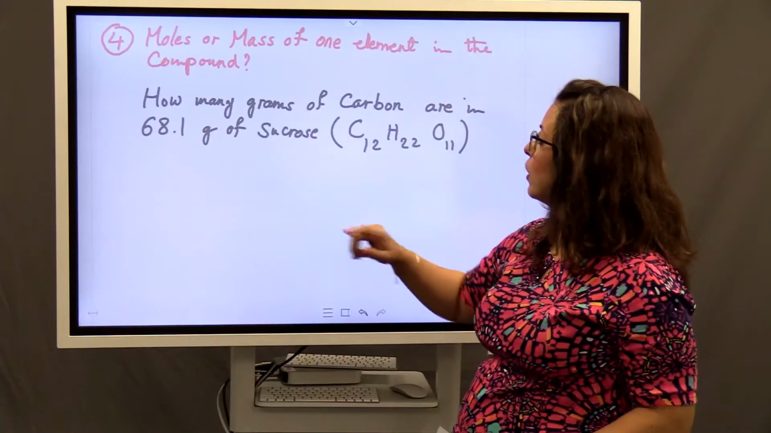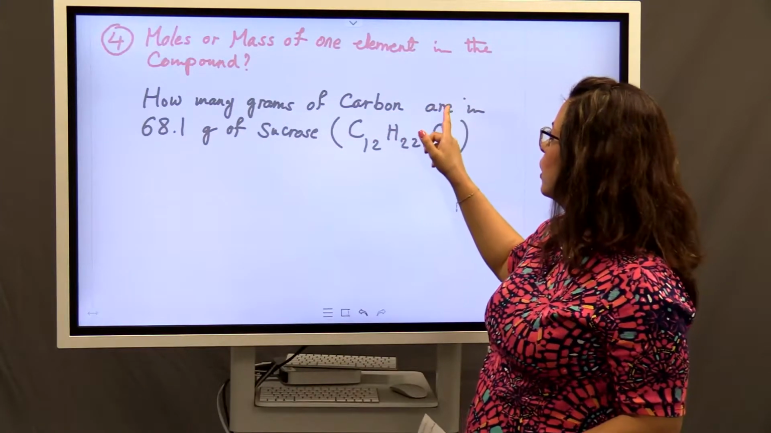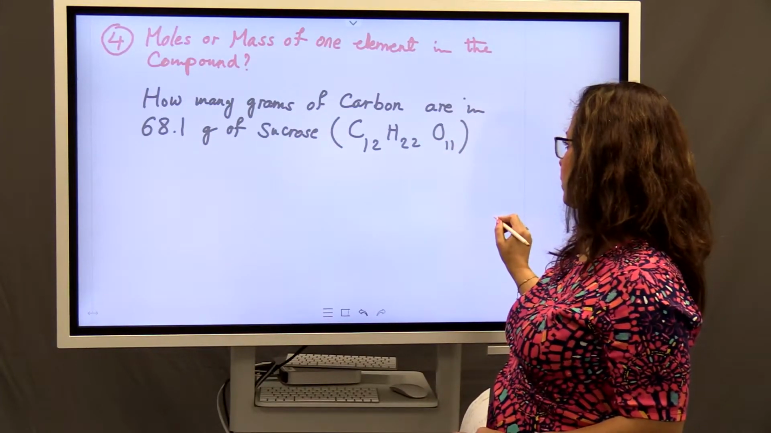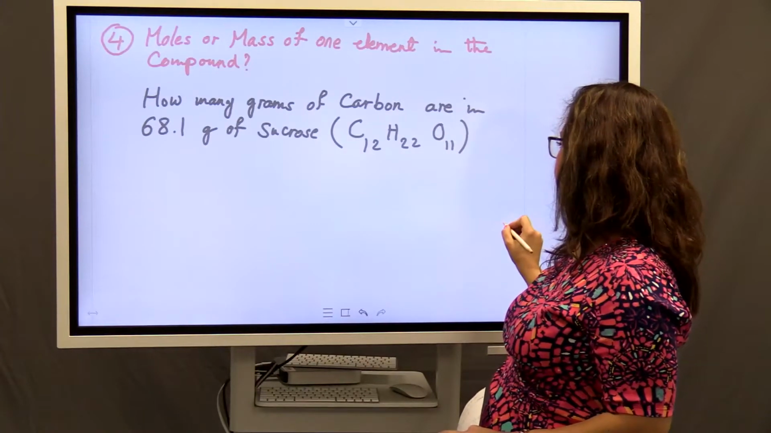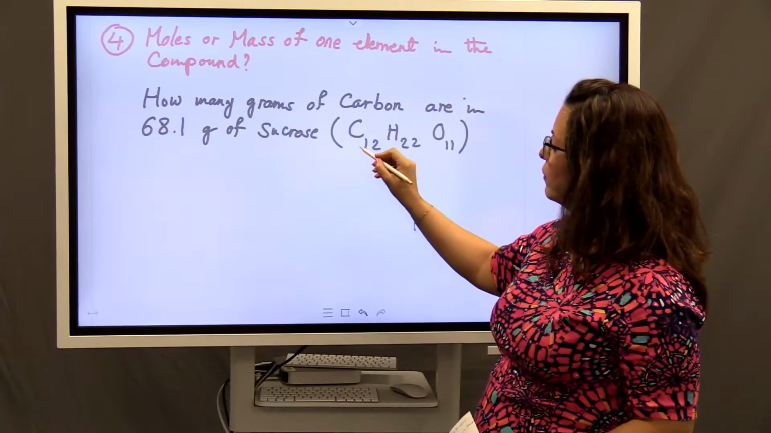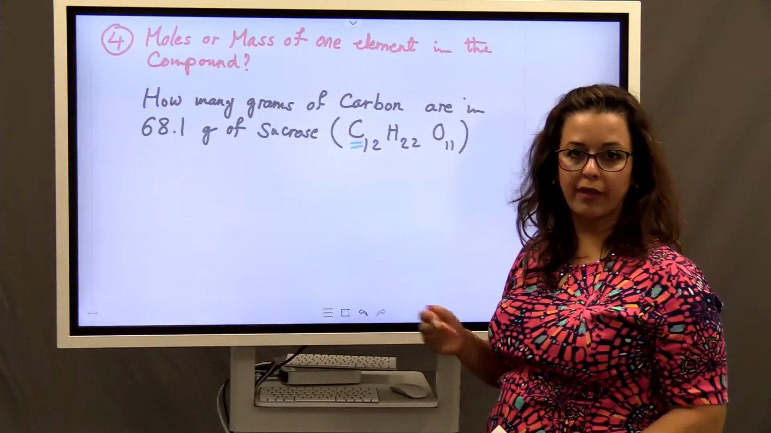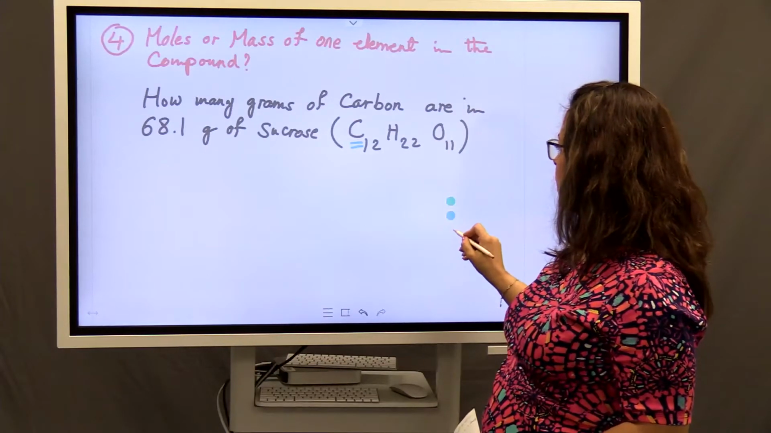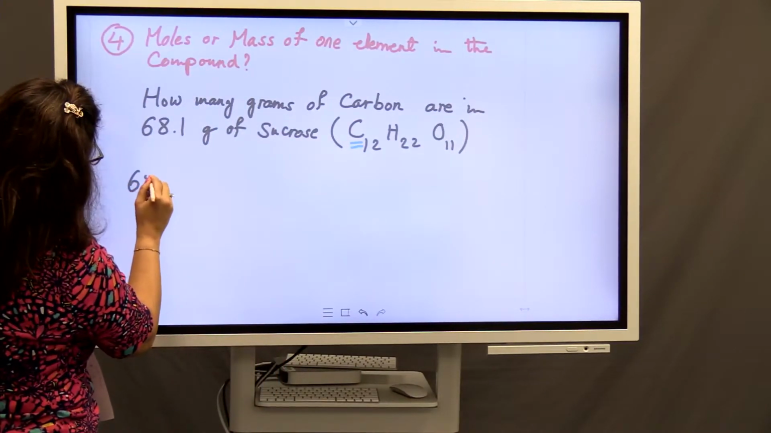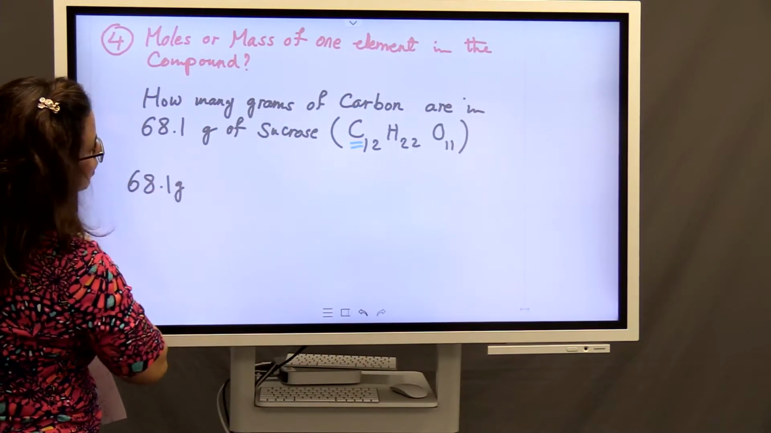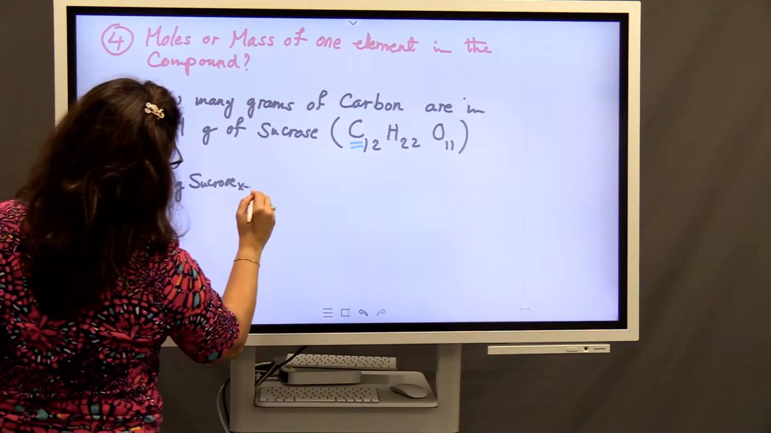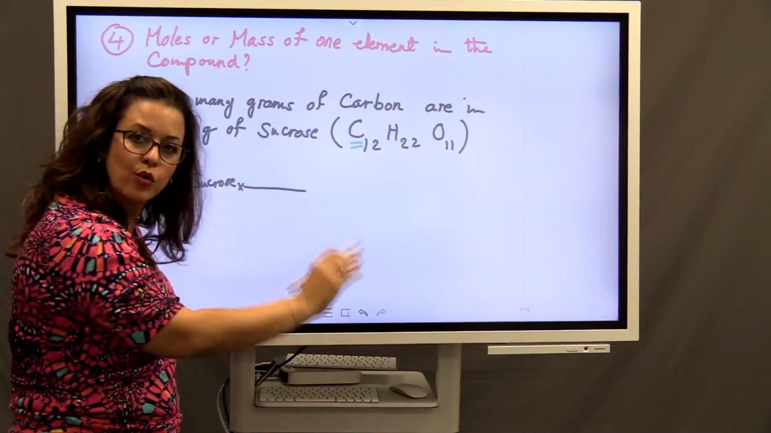Look at this example. How many grams of carbon are in 68.1 grams of sucrose, which is C12H22O11, and it's sugar, right? So you're looking for the mass of only carbon, not the entire compound. So let's see. You are given the mass of sucrose, 68.1 grams of sucrose. You need to relate it to carbon.